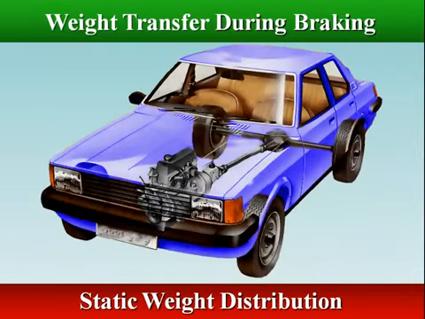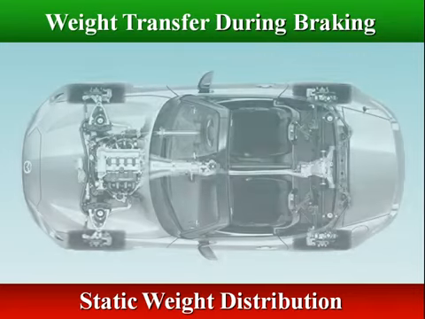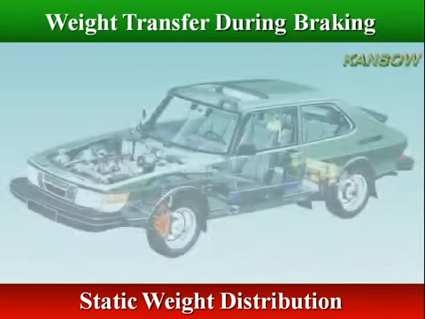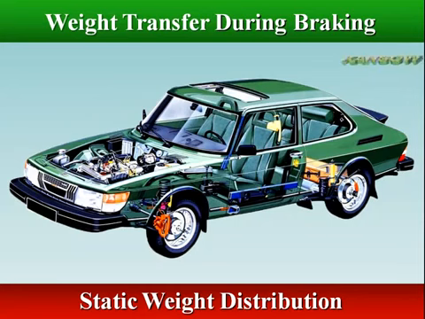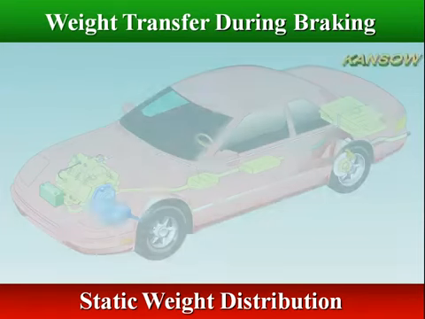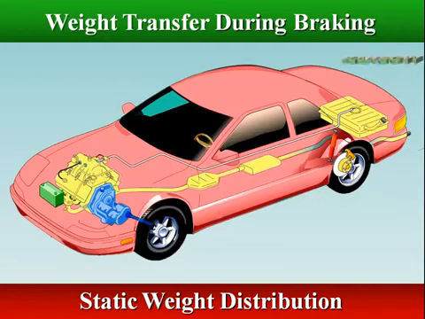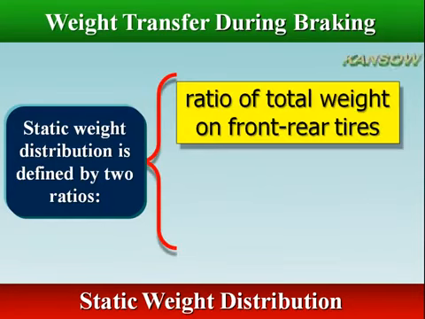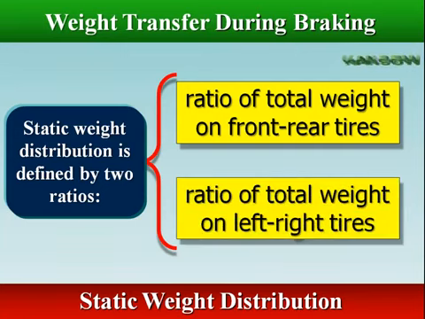The positions of the components in a vehicle determine how its weight is distributed while it is standing still. Every part of a vehicle has mass, and depending on where that mass is located relative to the tires, it will affect how much weight is on each tire. Static weight distribution is defined by two ratios: a ratio of the total weight on the front-rear tires, and a ratio of the total weight on the left-right tires.